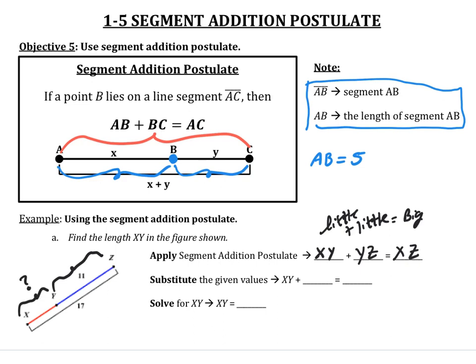Now we can substitute in our values. We didn't have a value for XY, that's what we're trying to find, so we're going to leave that be, but we know that YZ is 11 and XZ is 17. All right, so we're just going to go ahead and solve this, subtract 11 from both sides, and we find that XY equals 6. And we're done.